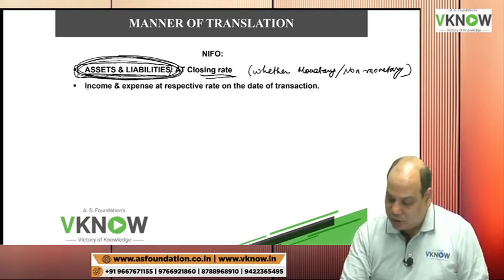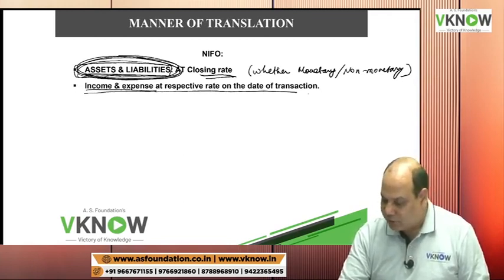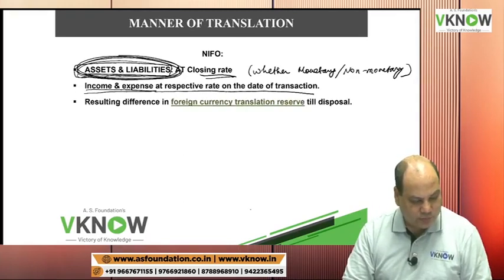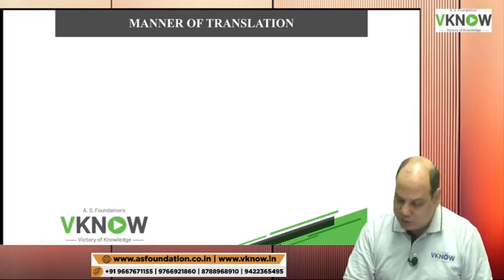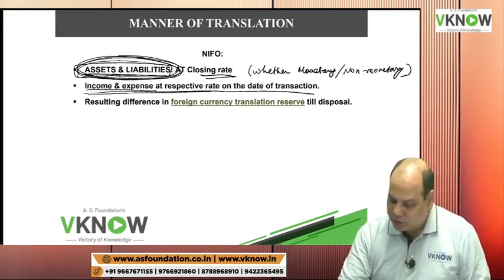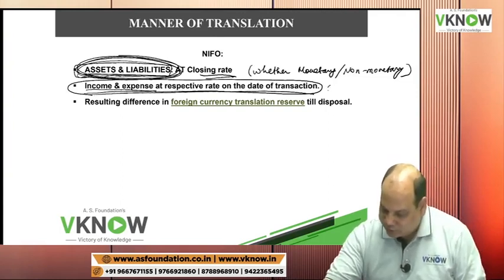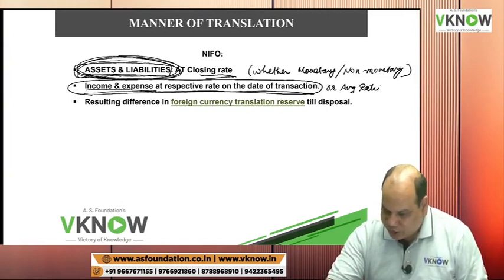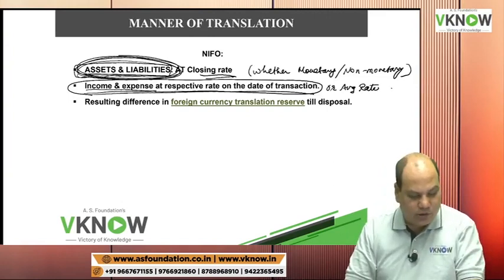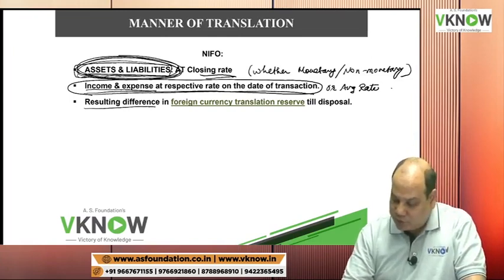And income and expense at the respective rate on the date of transaction. Whatever is the date, you will take that. Or you can take the average rate. It's written in your book, in that small table. Or average rate can be used. And then there will be a difference.